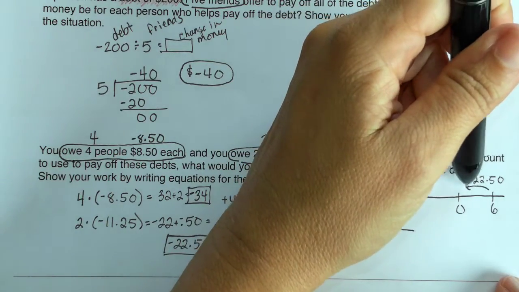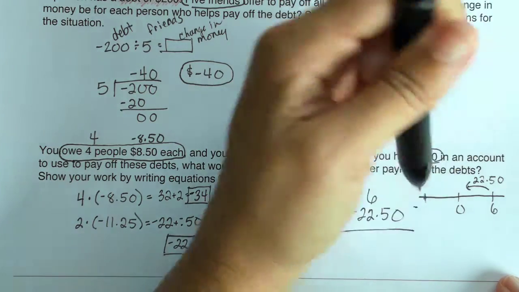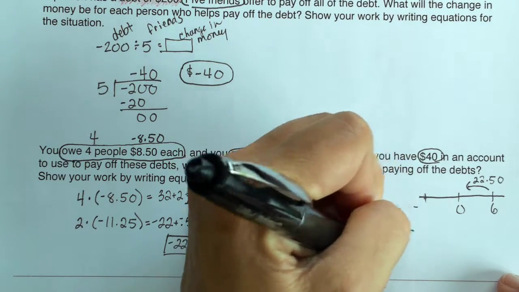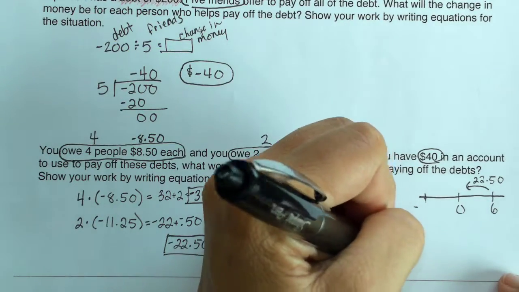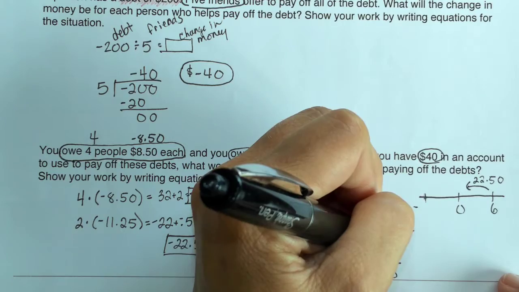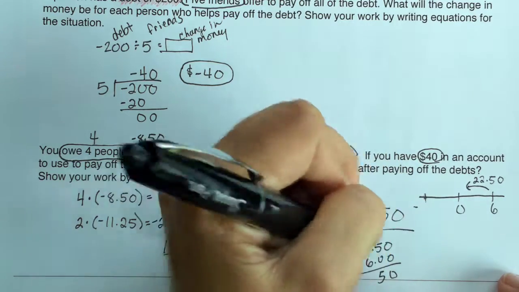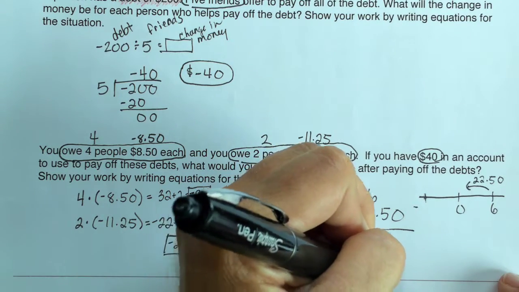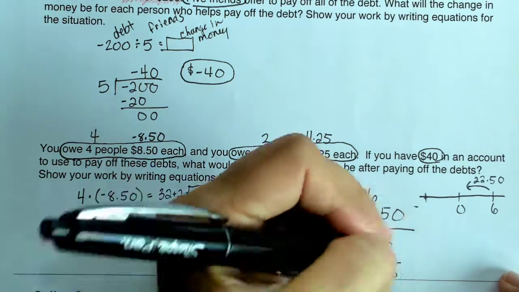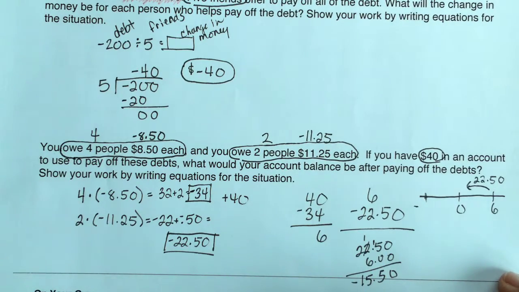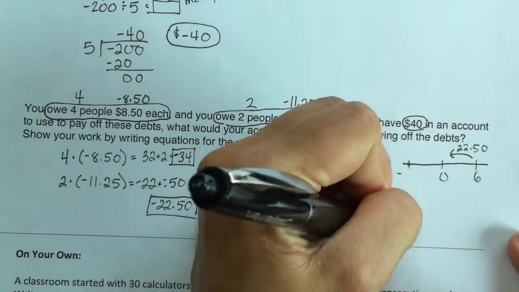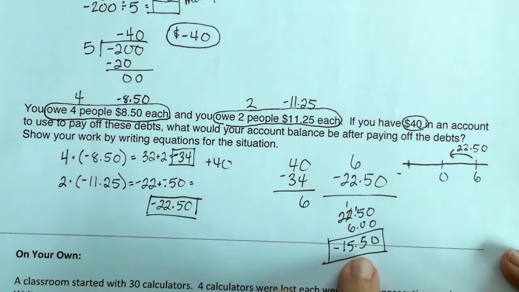When I do that, I'm going to end up with a negative value over here. My answer is going to end up being negative. The way I would answer this is I would say 22.50 minus the $6. And so we've got 22 minus 6 is 16, so 16.50. And that's going to be negative $15.50 is going to be our account balance. That'll be our final answer there. Negative 15.50.